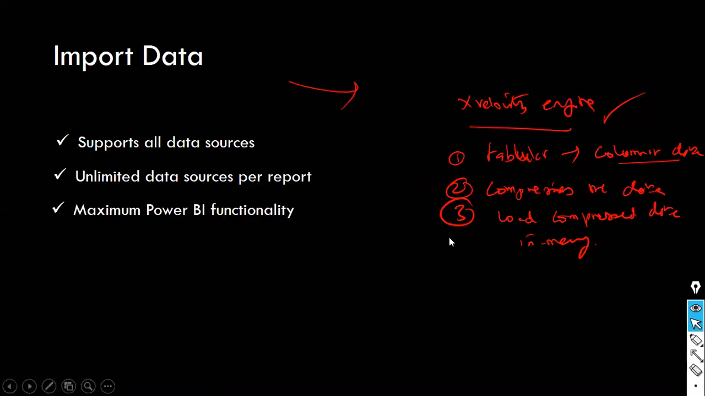Okay, let's get back to this one. The X velocity engine performs 3 tasks, right? It converts your tabular data into columnar data. And also, once it converts the columnar data, it compresses the data and then loads the compressed data in memory.